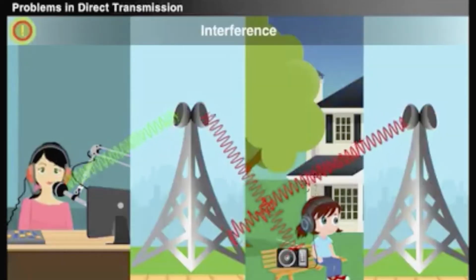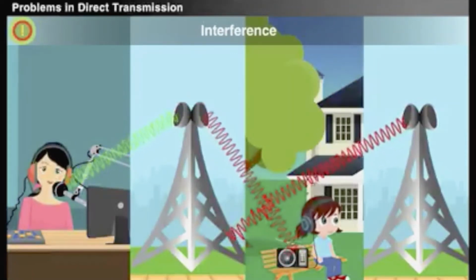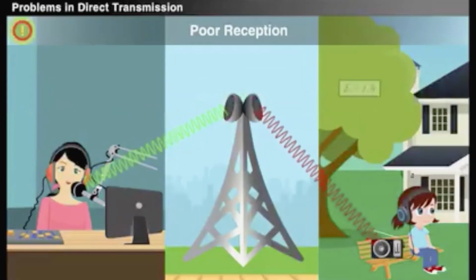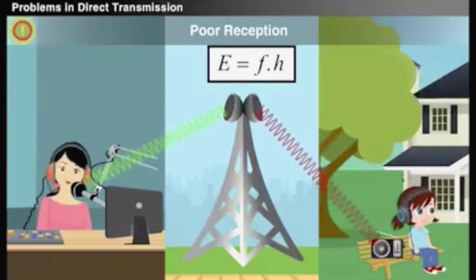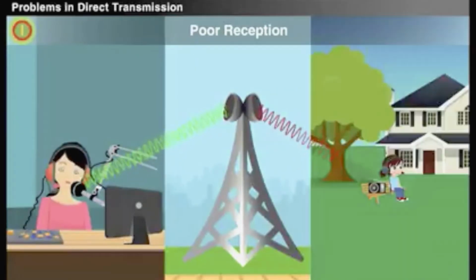The second problem is interference. If there is more than one base station in a city, then the signals with same frequency get mixed up with each other. The third problem is poor reception. As per the equation representing the energy of the electromagnetic wave, it is clear that the energy of low frequency signal is very low. On traveling across a longer distance, they become very weak.